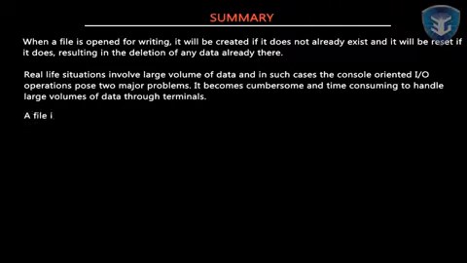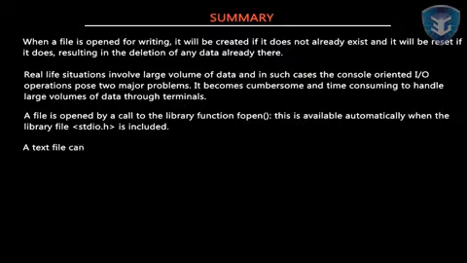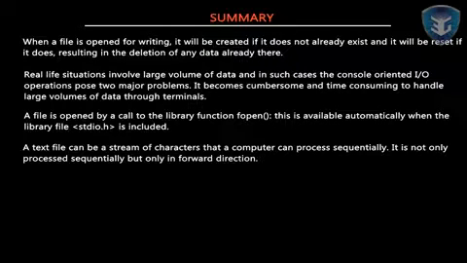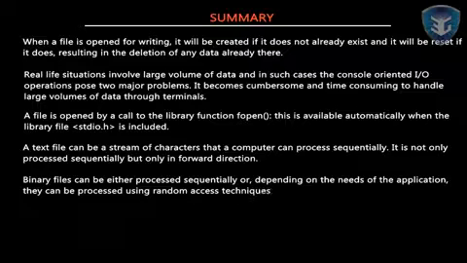A file is opened by a call to the library function, fopen(). This is available automatically when the library file stdio.h is included. A text file can be a stream of characters that a computer can process sequentially. It is not only processed sequentially, but only in forward direction. Binary files can be either processed sequentially or, depending on the needs of the application, they can be processed using random access techniques.